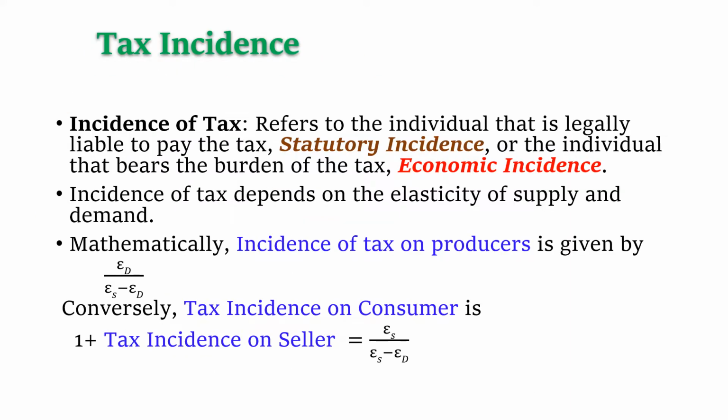Now let's look at the tax incidence. The incidence of a tax refers to the individual that is legally liable to pay the tax. Now we have the statutory incidence, which we refer to as what? The legal incidence of the tax. Who by law is actually going to pay the tax? Take, for example, you have a tax on liquor. Now, I produce liquor, I'm a producer, so by law I'm going to pay, right?